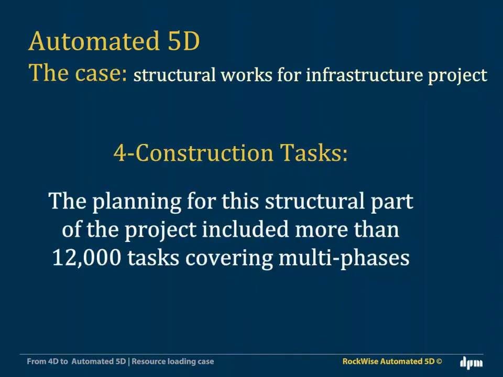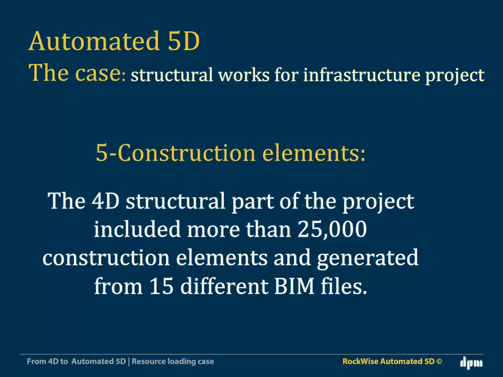The planning for this structural part of the project included more than 12,000 tasks covering multiple phases like concrete casting, formwork, steel, etc. The 4D of the structural part of the project included more than 25,000 construction elements belonging to different BOQs. 15 different BIM files were the design source for this part only. What you will see next is how fast the resources are calculated and loaded for one of these files.